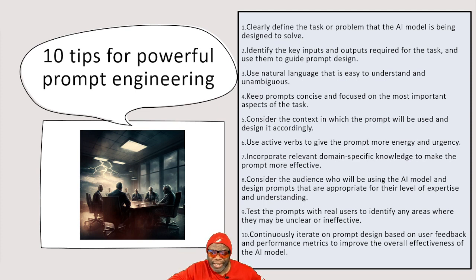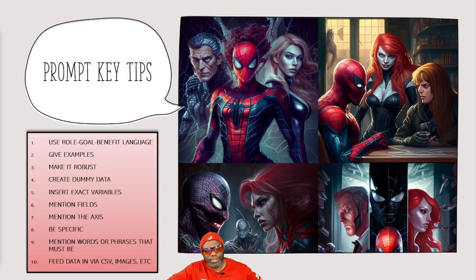But I want to show you the last piece. This is my favorite, being a Marvel fan. I had to squeeze in one Marvel AI picture for you. But I'm going to give you the last key tips for prompts. You got to use the RGB language, give examples. The more robust, the better. Not just useless data, but robust, relevant data. And then you could ask it to create dummy data. I'll give you an example of that before we close tonight.